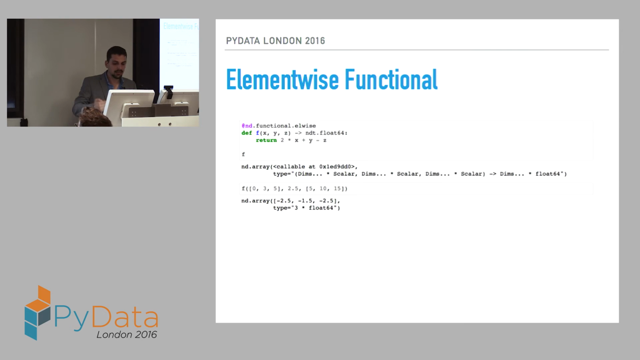And if I use the Elementwise decorator, it will automatically transform this into an array function which takes any number of dimensions. And I can print out the signature here, which is: the first argument becomes a bunch of dimensions times a scalar. The second argument also a bunch of dimensions times a scalar, and so on. And the return type is a bunch of dimensions times a float, as I specified. And then I can apply this to any number of dimensions, or if I just want to throw Python objects into it, lists of lists or whatever.